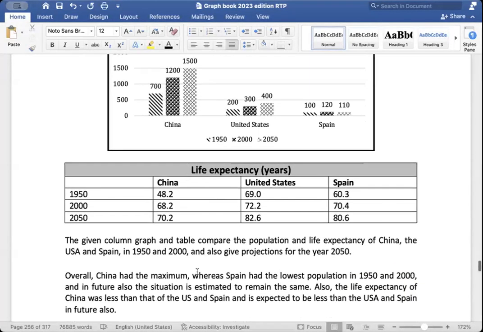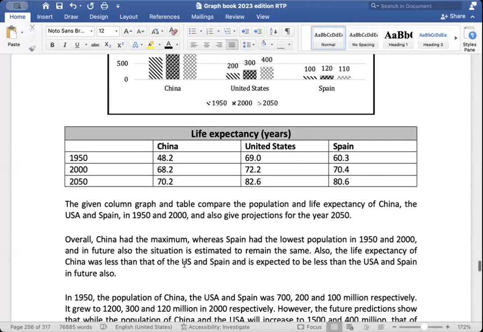So the life expectancy of China was less than that of the US and Spain and is expected to be less than the US and Spain in future also. That is it. Is expected to be. Here I have written is estimated to. Here I have written is expected to. Somewhere you can say is projected to. Somewhere you can say is forecast to. So learn these words: is estimated to, is expected to, is forecast to, is projected to, is predicted to. Write these 4 or 5 things. If you get a graph of the future, you will need these words.